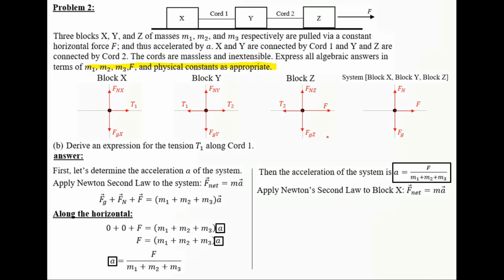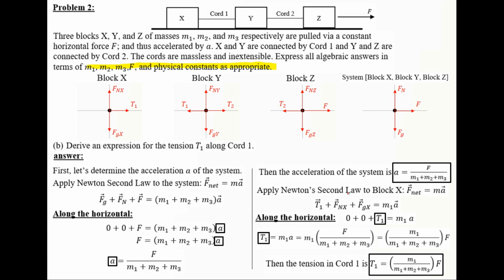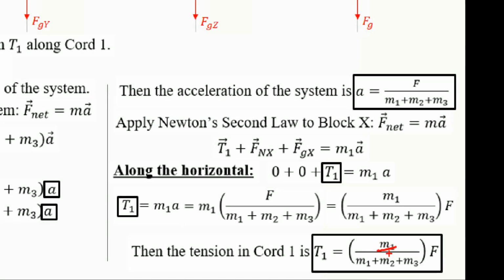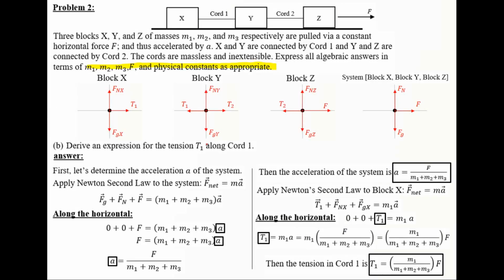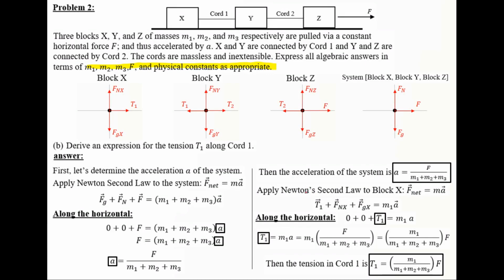And now we can consider Newton's second law for block X. We have the tension T1 plus the pull of gravity plus the normal push equals M1A. Along the horizontal again, 0 plus 0 plus T1 is M1A. And now A is replaced by the expression that we have determined above, and factoring out the fractional mass, we end up with this expression. And now let's do the check. Indeed, it's expressed in terms of M1, M2, M3 and the total force, and they are listed here as well, and no need to include any physical constants at this stage.